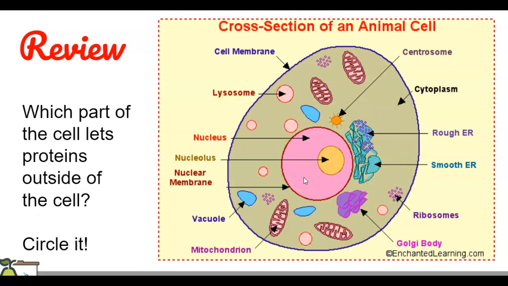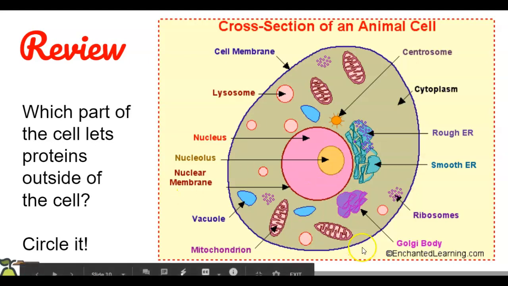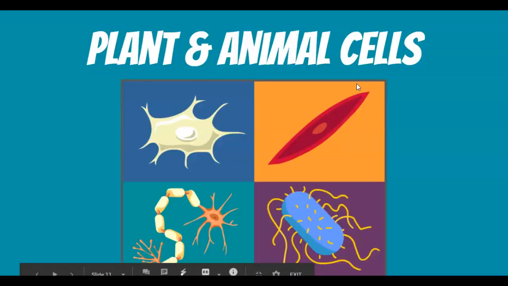And then which part of the cell lets those proteins get outside of the cell? Remember, the cell is going to make proteins. Sometimes they stay in the cell, sometimes they need to leave the cell. Good, that would be the cell membrane. All right, awesome. So now we're going to talk about plant and animal cells.